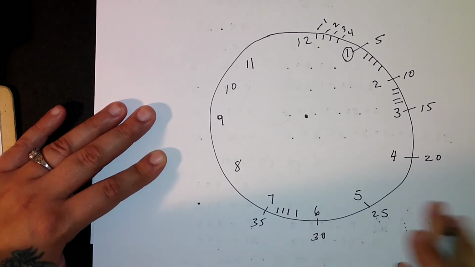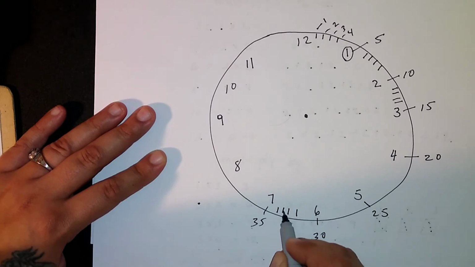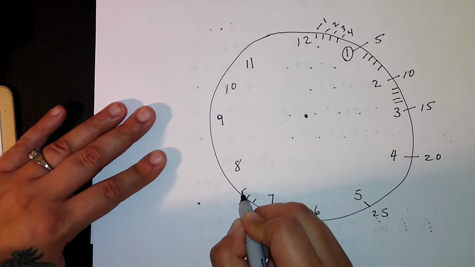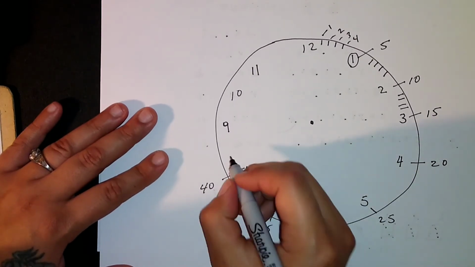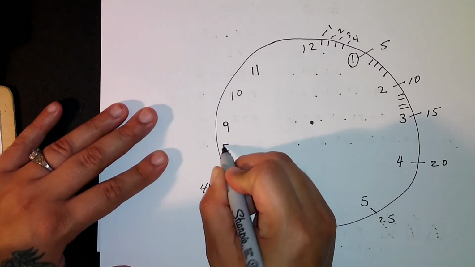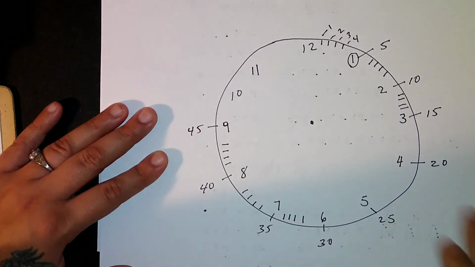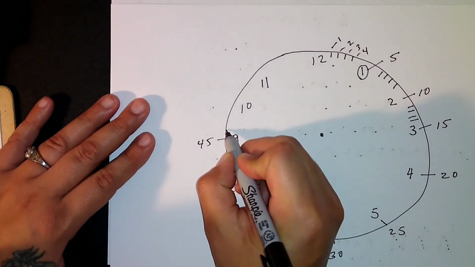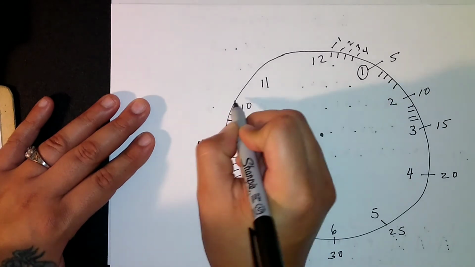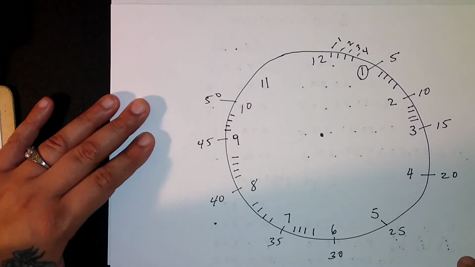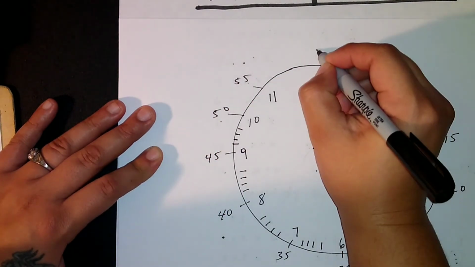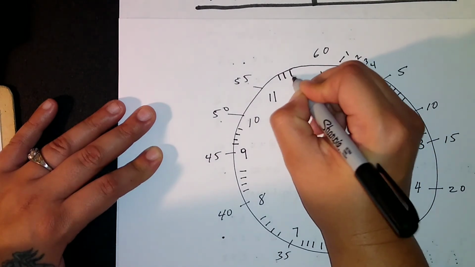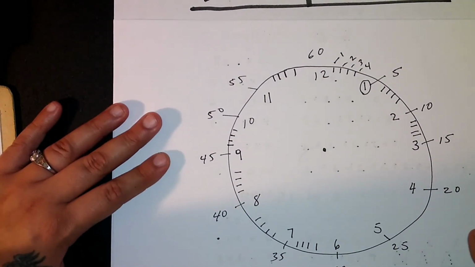1, 2, 3, 4. 30, 31, 32, 33, 34. 35. 36, 37, 38, 39, 40. 41, 42, 43, 44, 45. 46, 47, 48, 49, 50, 55, and we reach 60. Right? What does this mean?